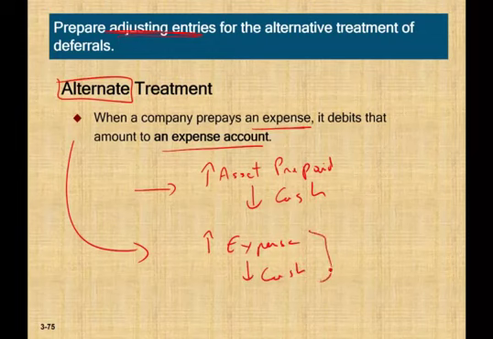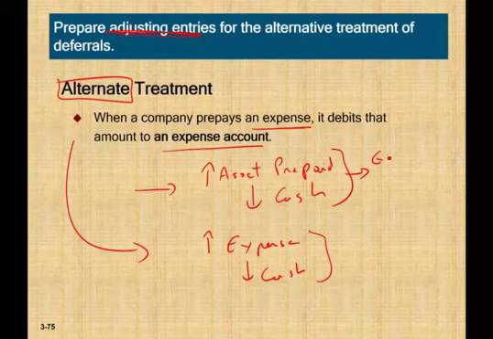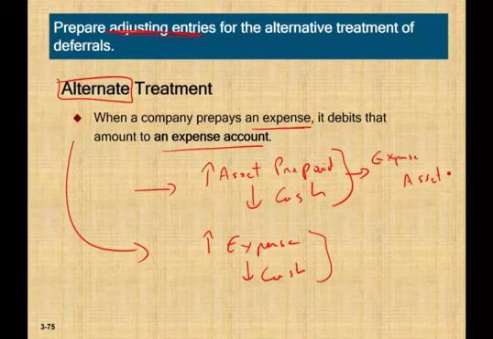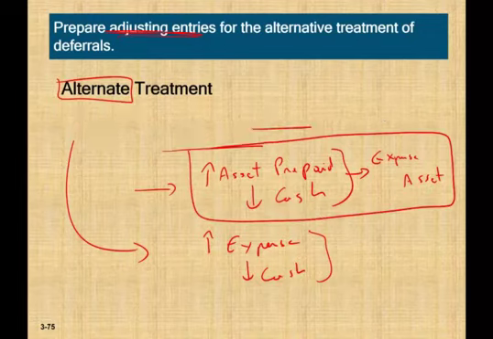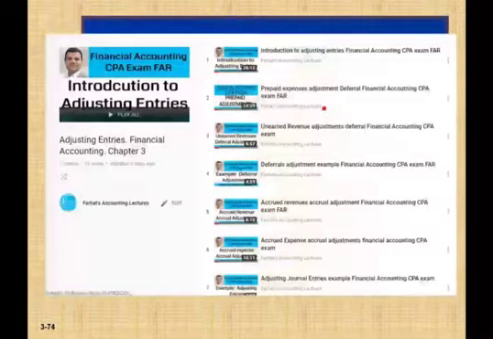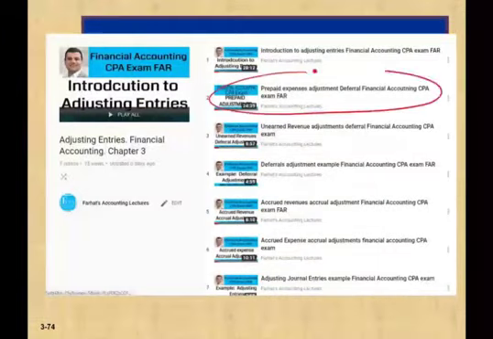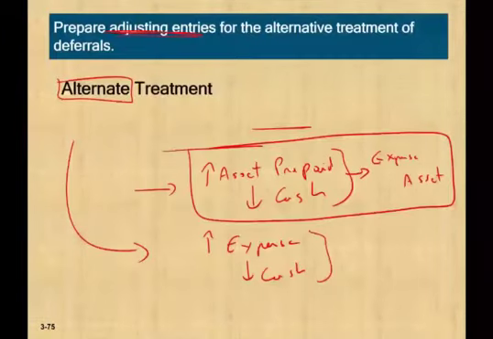Then at the end of the year, it doesn't have to be the year, at the end of the accounting period, whatever that period is, one year, one month, whatever it is, under the traditional method, what we do is we debit an expense and we credit the asset. This is what we learned in adjusting when we looked at prepaid. This is what we learned in the prepaid session.